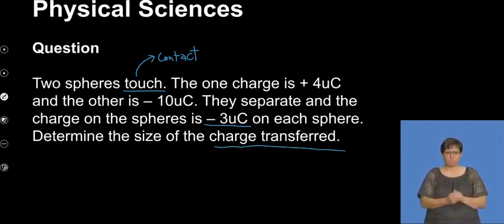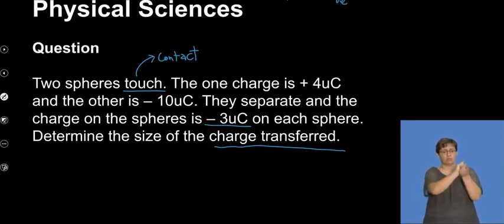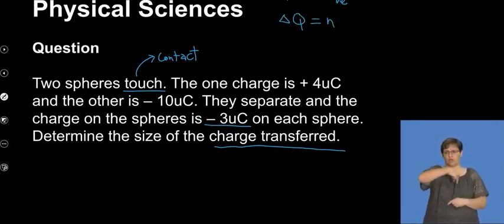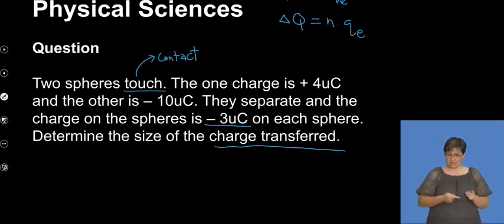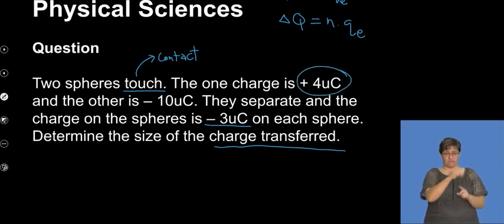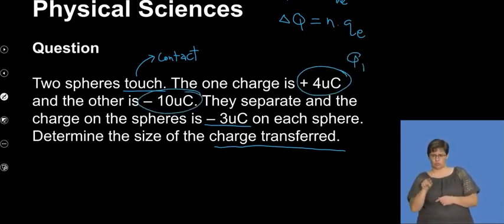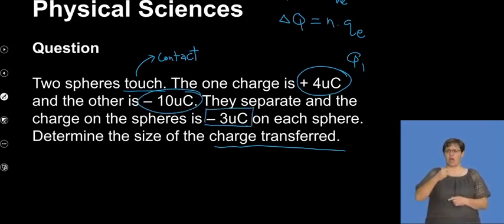So we know that the law says Q is equal to n Qe. That's the principle. So the change in charge is equal to the number of electrons transferred multiplied by Qe. We can determine the number of electrons because initially one of them was Q1, and then maybe this one is our Q2, and this is the Q new on each one of them.